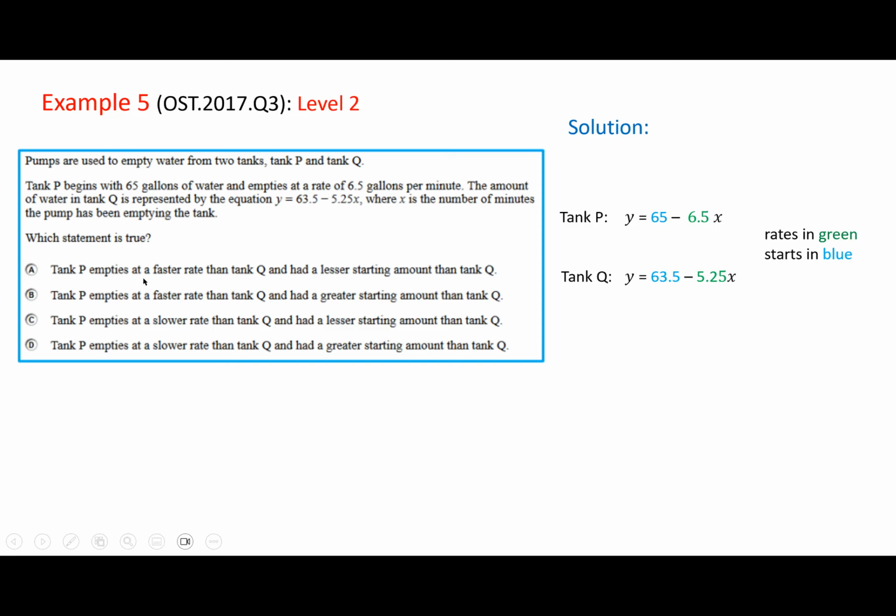Tank P empties at a faster rate. Yeah, this one is bigger than this, and it has a lesser starting point. Is this less than this? No. So you have to read the whole thing. Tank P empties at a faster rate than tank Q, faster rate, yes, and a greater amount than tank Q. This is greater than this, yes. Tank P empties at a slower rate. No. We're done.